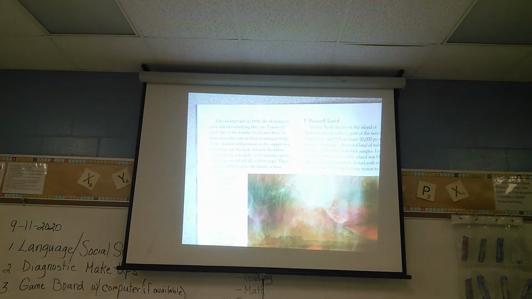Like most people in 1816, the Hoisingtons grew almost everything they ate. Practically every bite of the family's food came from the farm, from the corn in their morning porridge to the chicken and potatoes in the suppertime stew. John saw the look of fear in his father's eyes as they watched the snow swirling outside. This storm would kill all of their crops. There would be little food for the family or their animals.